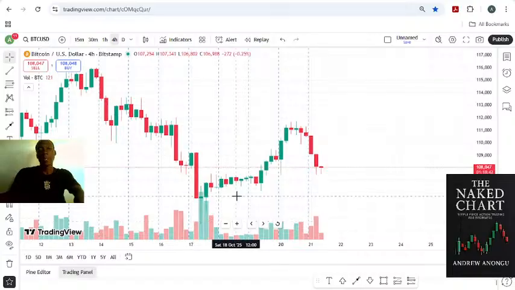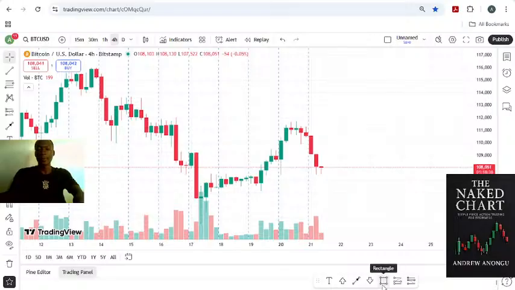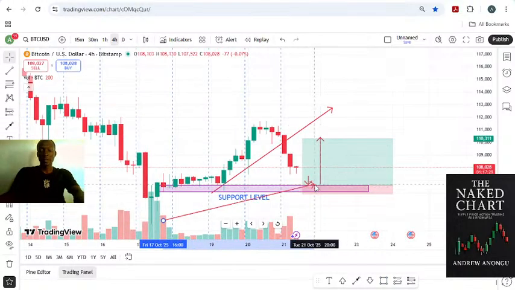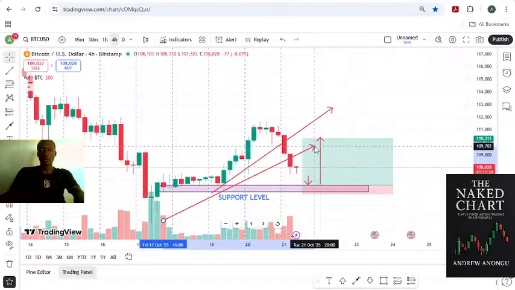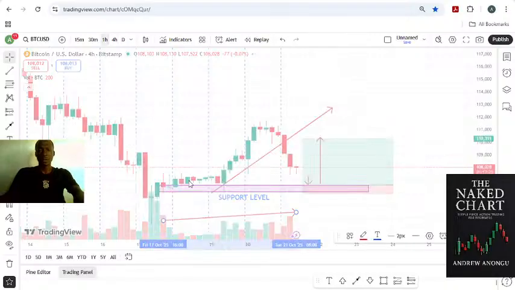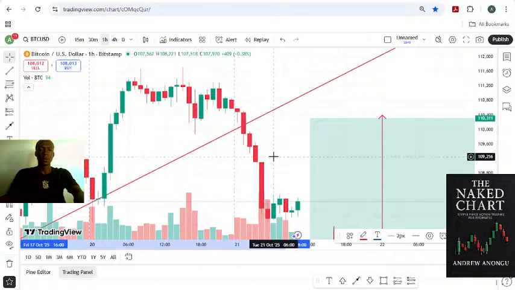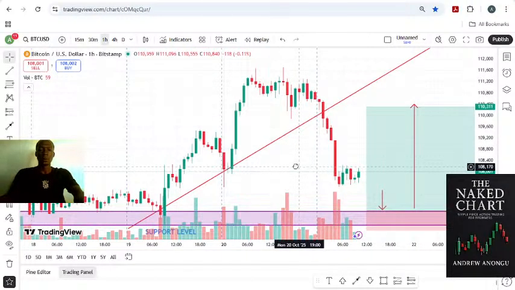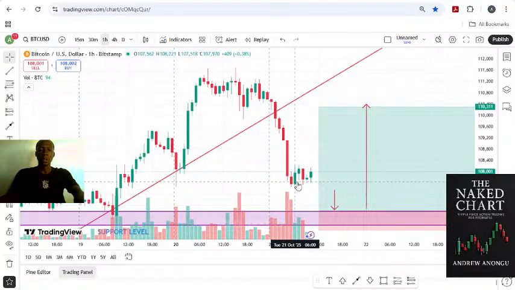So we are currently on Bitcoin USD. As I said, price is currently bearish, so the first thing is to wait for the pullback to happen before taking the trade. So that's the analysis for Bitcoin USD. So wait for the pullback, deep pullback.